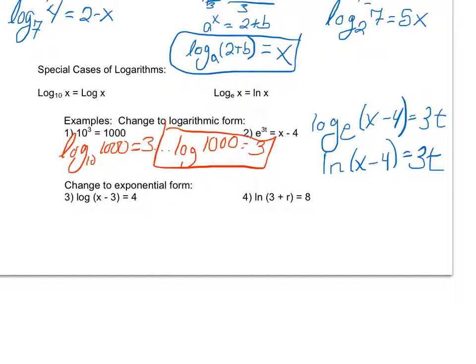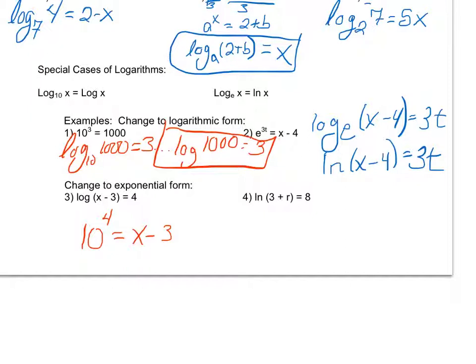Looking at two final examples at the end of this video, I want to also be able to change to exponential form if I'm given either of these special cases. So let's say I'm given log of x minus 3 equals 4. If I want to change to exponential form, I would recognize that if there is no base written, it's base 10. I raise it to whatever my logarithm is equal to, and I set it equal to whatever I'm taking log of. Again, I could solve this for x, but I'm not asked to solve at this point. All I'm asked to do is change to exponential form.